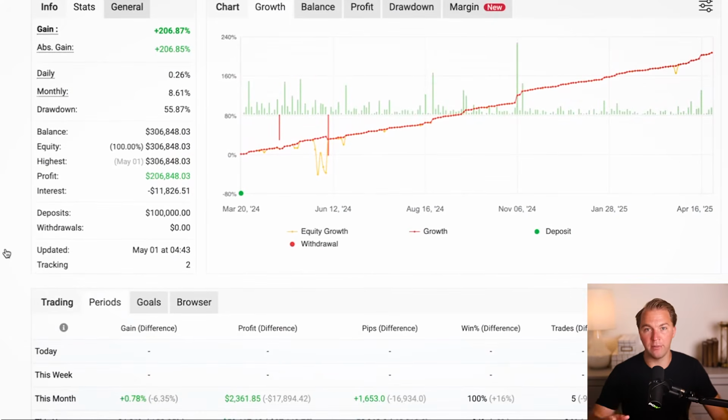Now you might combine this with other master accounts so that you can also bring in different pairs, which is another tactic to use, to have multiple master accounts running multiple things so that you can pull different master accounts, copy them all into a single slave account, and now that's diversified as well.